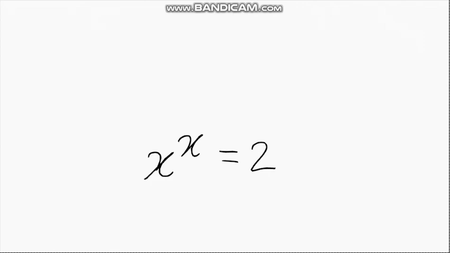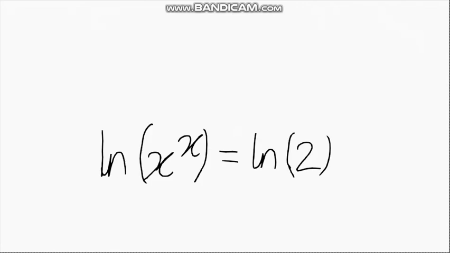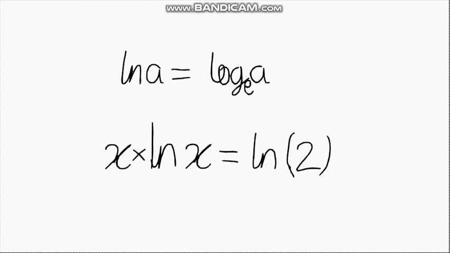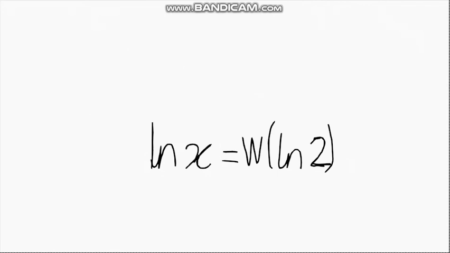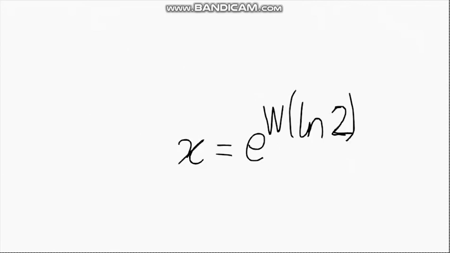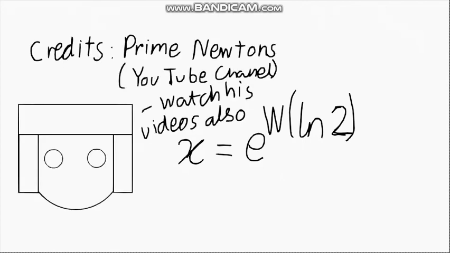Anyway, consider this equation. Can you solve it? Probably not. First take ln of both sides, and ln is like log but the base is e, so this goes over here and this can be represented like this. And what's that? If I ln both sides I get ln x here. To cancel that x, just do this and there we go. Solved. All credits go to Prime Newtons.